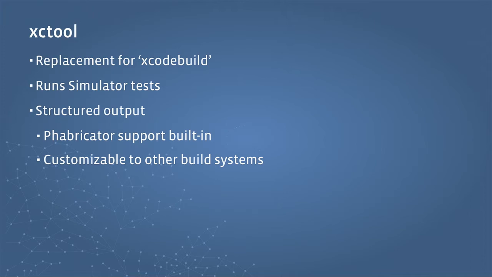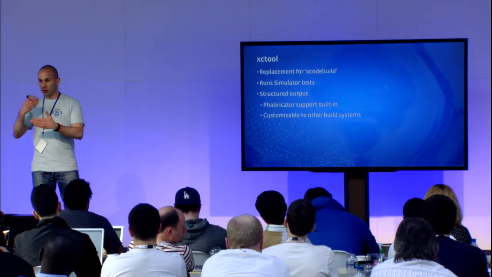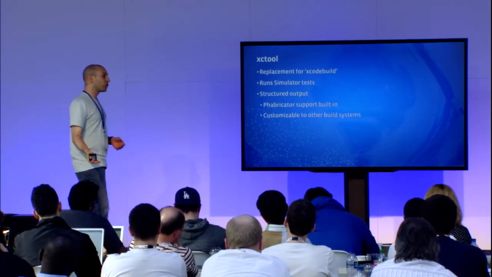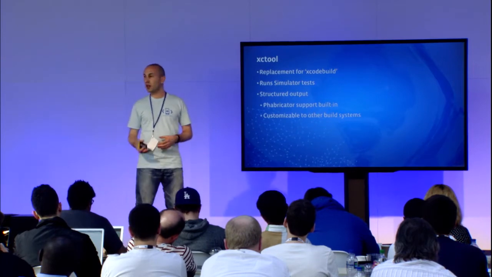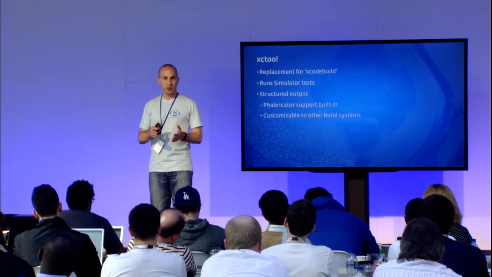And if you're using Fabricator, we've already done the work to make it look right in Fabricator and give you some pretty output. But because it's structured, you can go and customize it for any other build system you use. If you use Jenkins or TeamCity, those are easy ports from a JSON structured output to whatever those tools take in. In fact, we even made it easier from the command line.